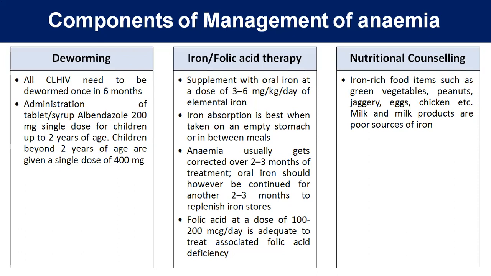Nutritional counseling, which is very important. We have to counsel the caregiver mother to give iron-rich food items such as green vegetables, peanuts, jaggery, eggs, chicken, etc. We have to stress that milk and milk products are poor source of iron and excessive milk might cause harm.